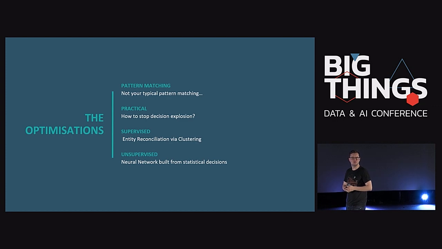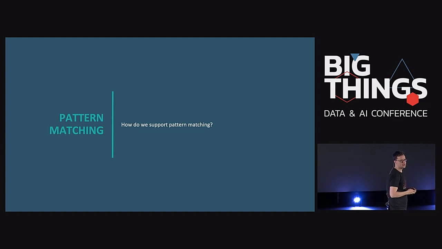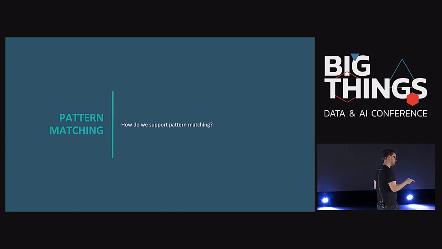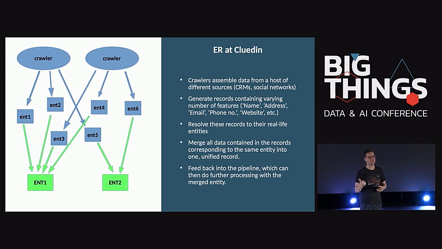And then there's the supervised approach and the unsupervised approach. So how could we apply machine learning techniques to solve this data duplication problem? Now, to understand the pattern matching piece, I actually have to fast forward to the supervised learning, because that comes before. So here's the problem.